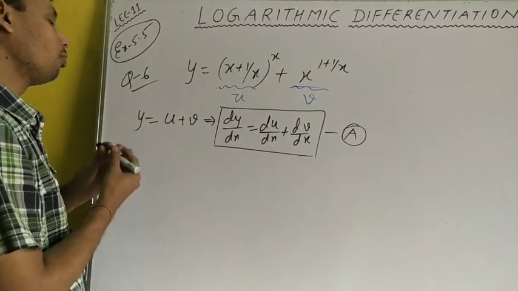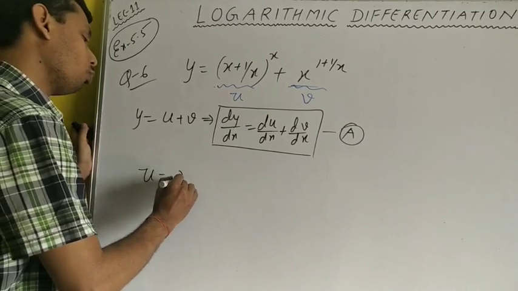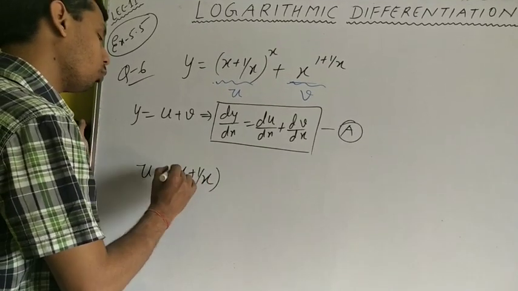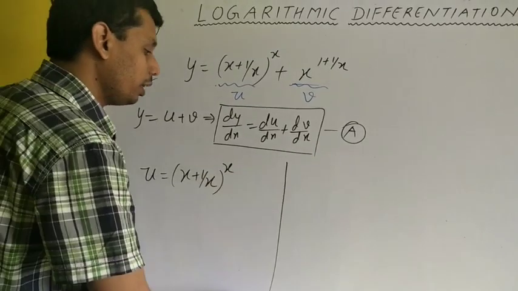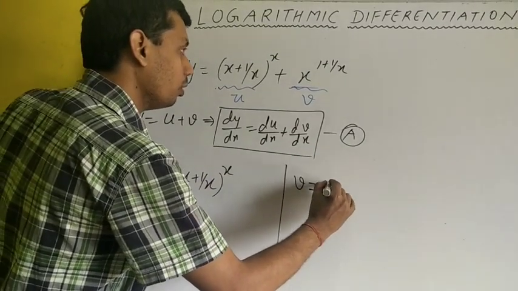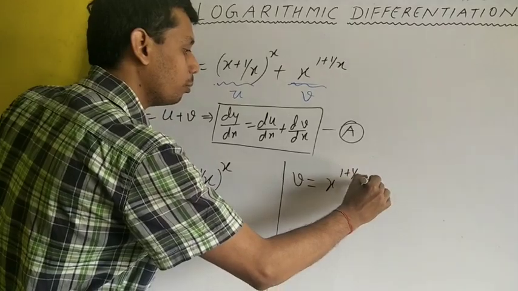Here u is equal to (x plus 1 by x) whole to the power x, and v is equal to x to the power (1 plus 1 by x).